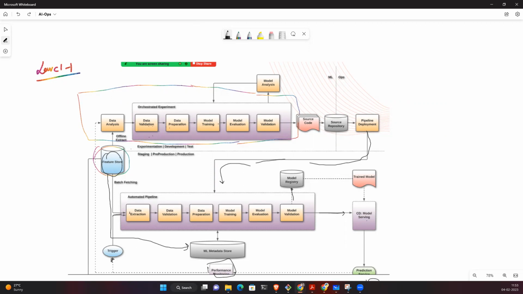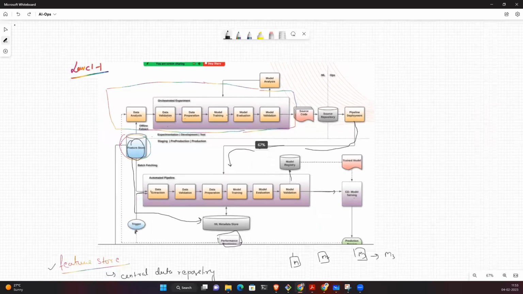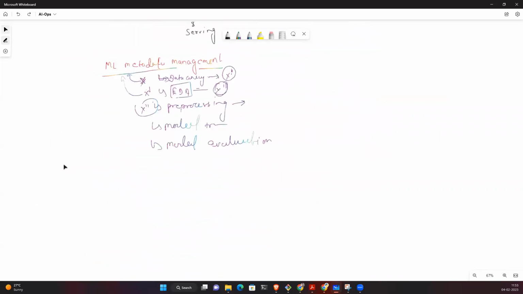Now, what are the things we are going to store in the metadata? Okay. Why do we need metadata? So what is metadata? Metadata is basically info about each execution step of the ML pipeline. Okay, so why is it helpful?